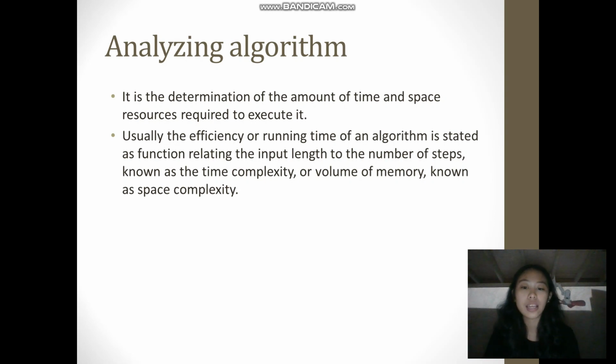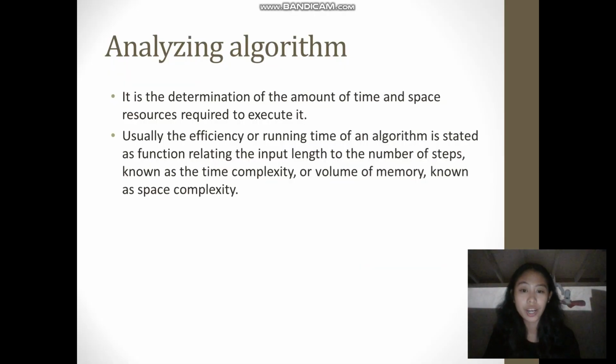In analyzing an algorithm, we have two properties, which are time complexity and space complexity. So that's all for our topic.